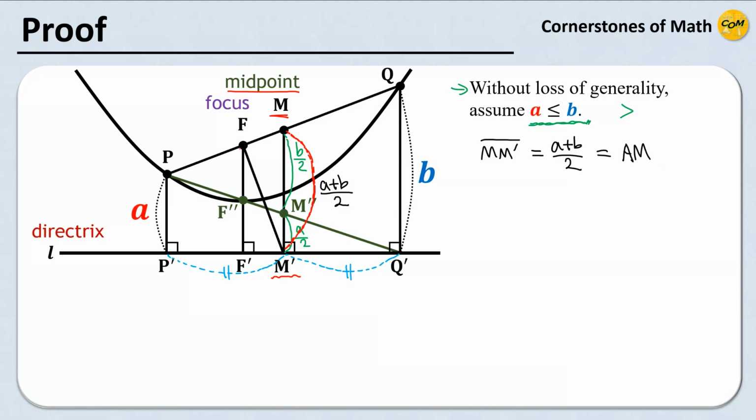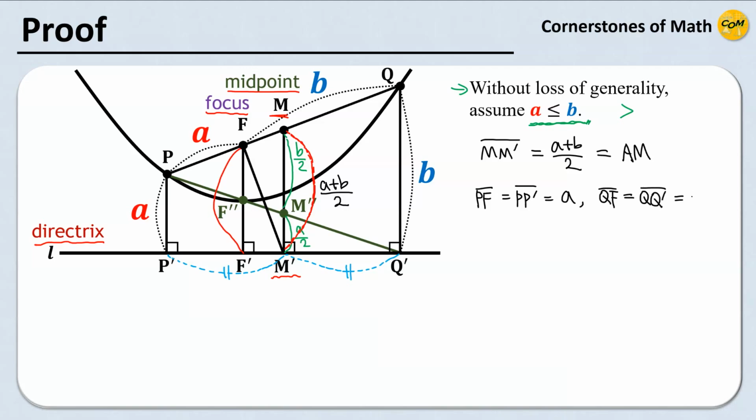Our next interest is this length FF'. Here we use the key property of the parabola that any point on the parabola is equidistant to focus F and directrix L. That is, length PF is equal to length PP', which is A, and length QF is equal to length QQ', which is B. Here, the length of FF' can be obtained by adding up length FF'' and F''F'.